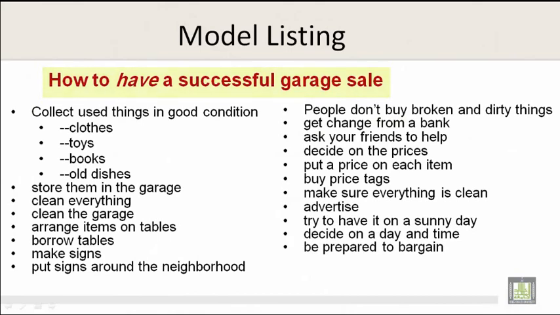Model listing. How to have a successful garage sale. Let's look at some of the things that you need to do in order to have a successful garage sale in a model listing. You should collect used things in good condition, such as clothes, toys, books, and old dishes. Store them in a garage. Clean everything. Clean the garage. Arrange items on tables. Borrow tables. Make signs. And put signs around the neighborhood.